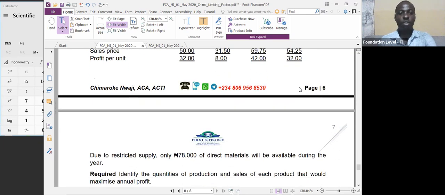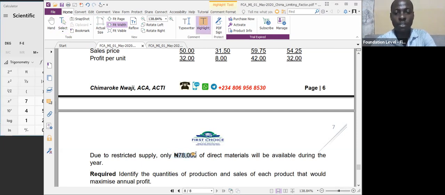Now they said, due to restricted supply, only 78,000 naira of the material will be available. This is another way of telling you that the limiting factor is direct material. Now, it's not enough to know the limiting factor. It is also important to know how much of it is available. So these are the two things: know your limiting factor, know how much is available. So they've given us 78,000 naira, not units.